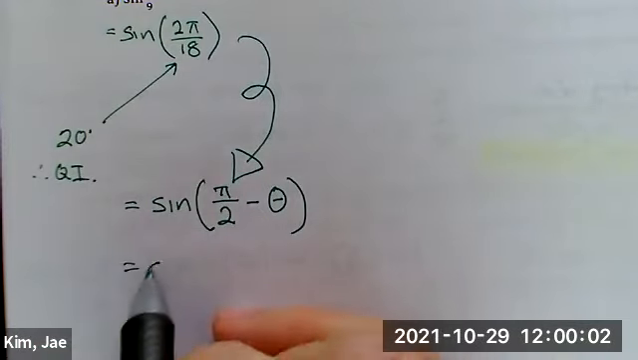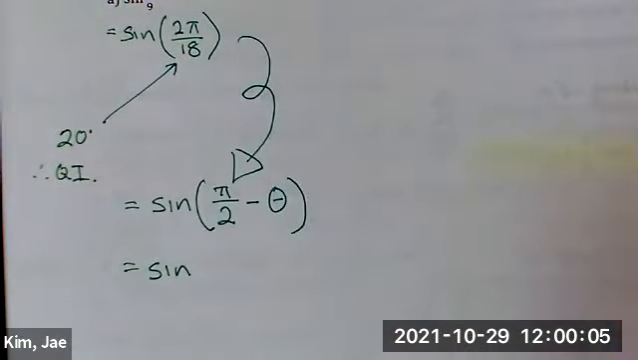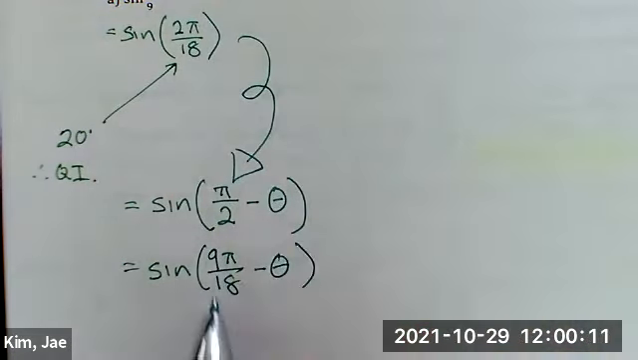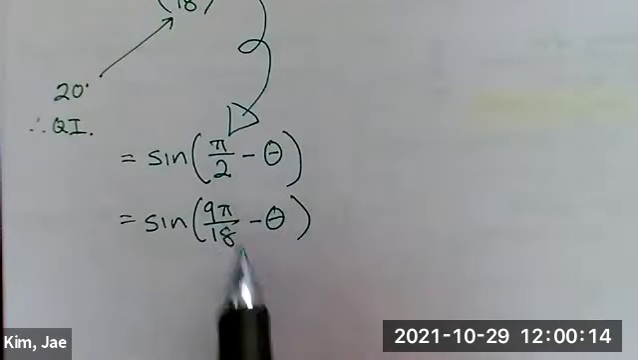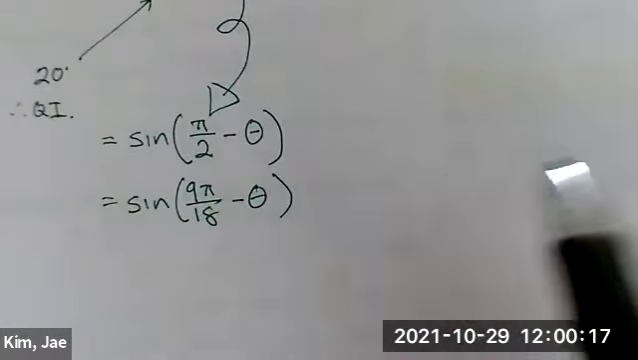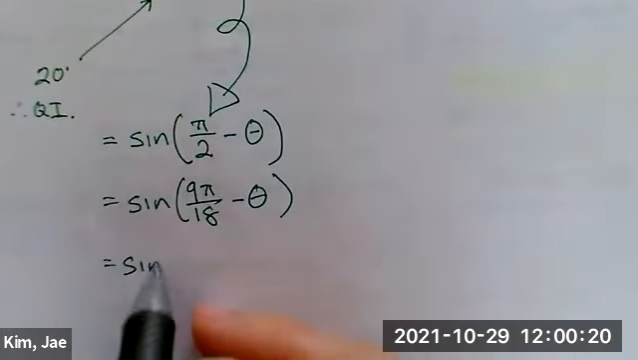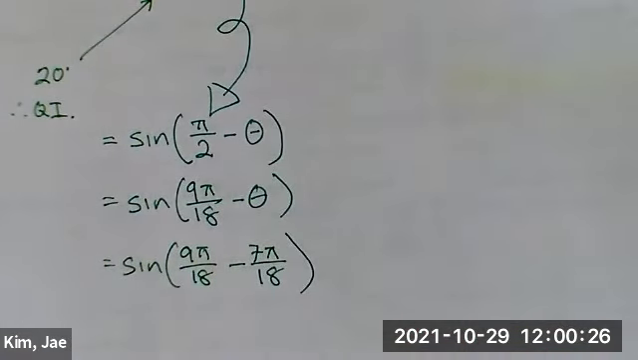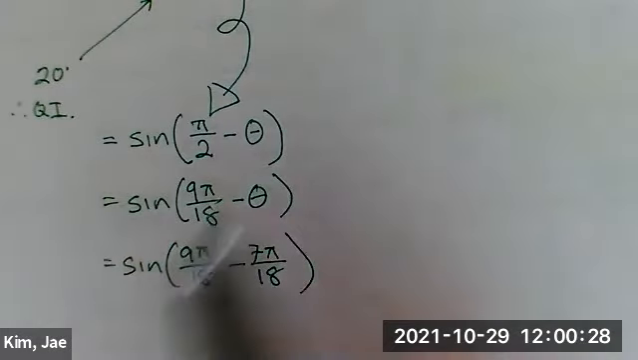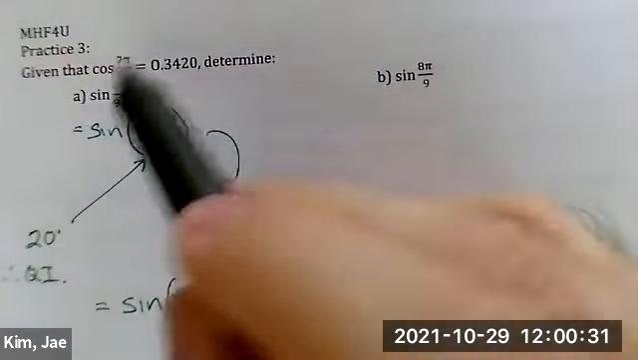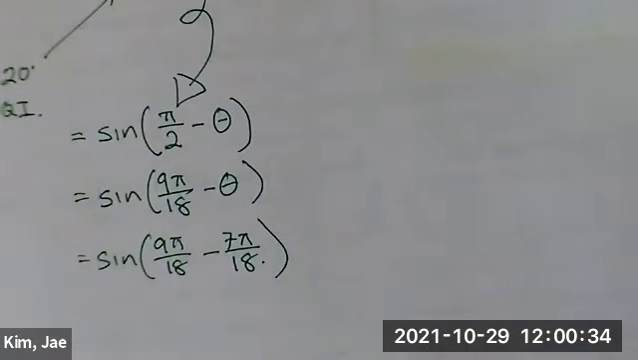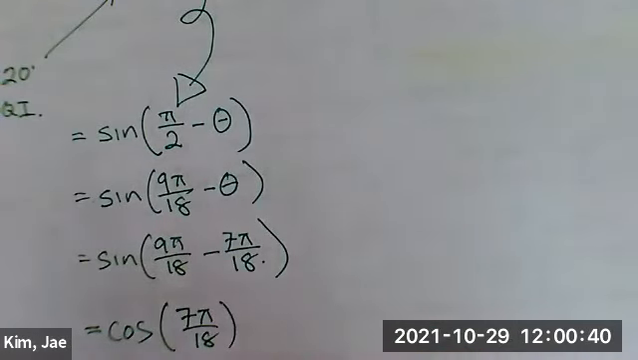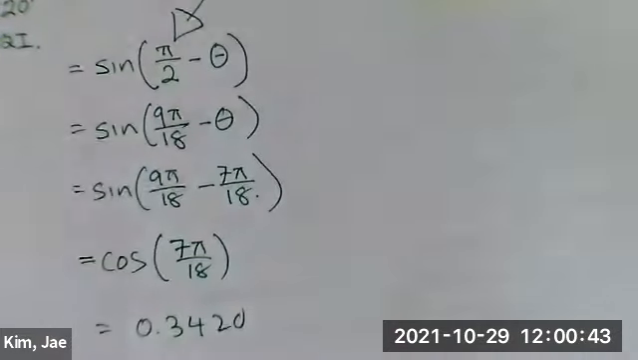So again, we're dealing with a denominator of 18. So I'm going to change this. What is subtracted to give me pi over 2? So 2 pi over 18. It must have been 7 pi over 18. Right? And so why is this nice? It's because the question gave me something that had to do with 7 pi over 18. This can be converted into cosine of 7 pi over 18, which is equal to 0.3420.